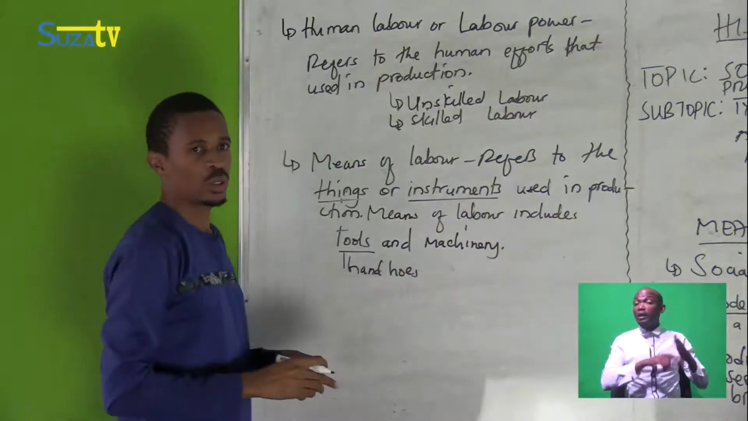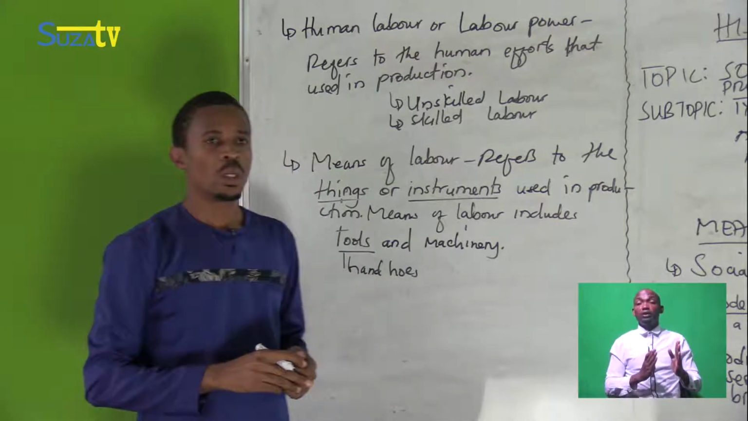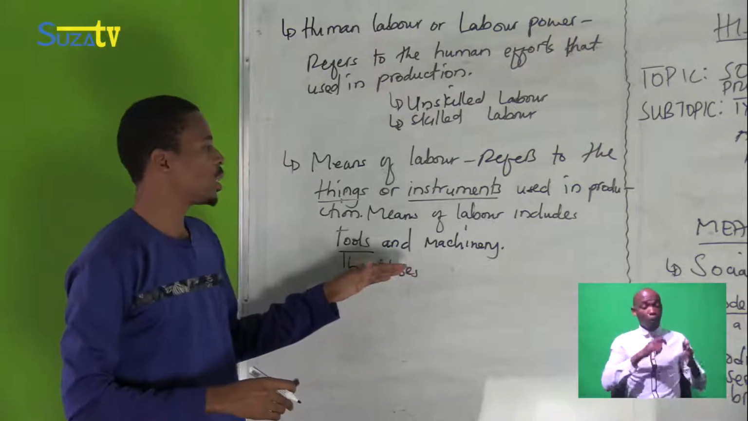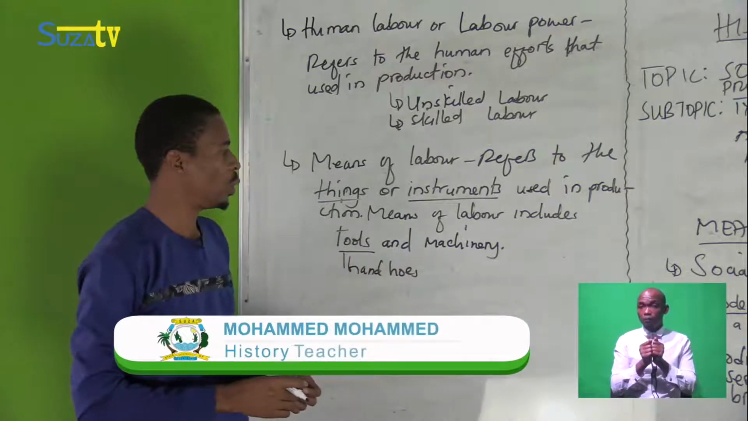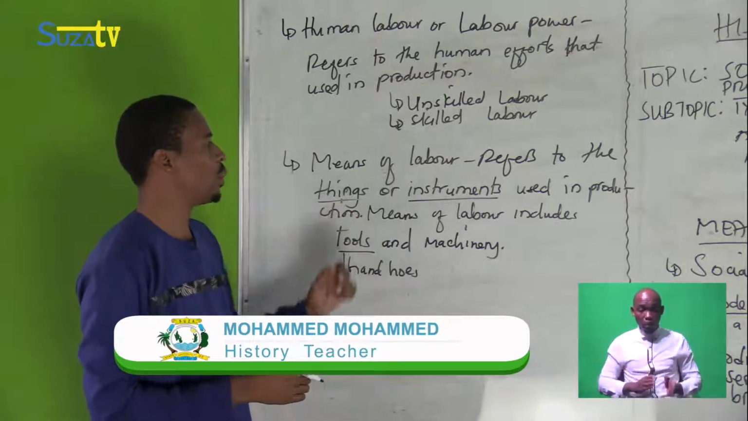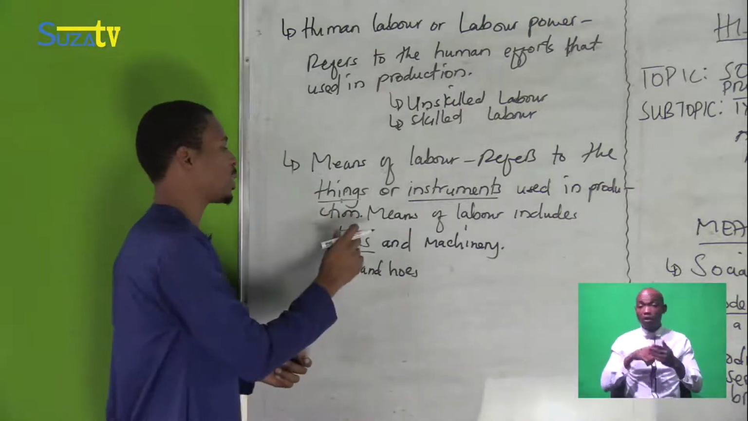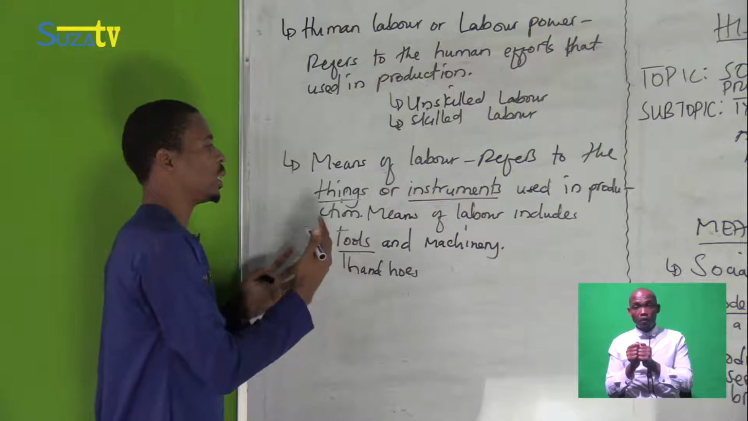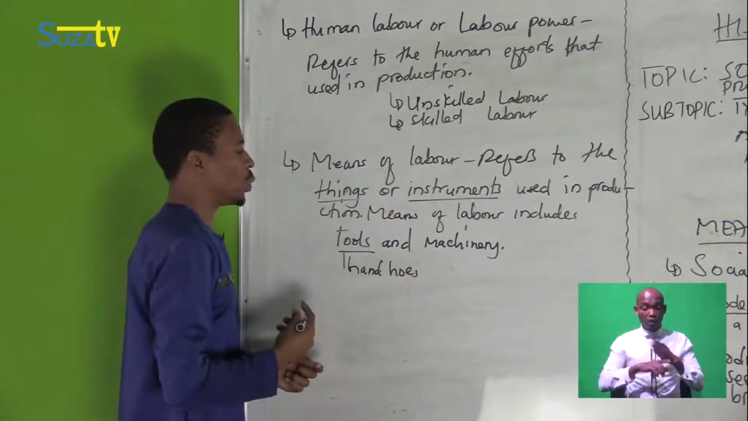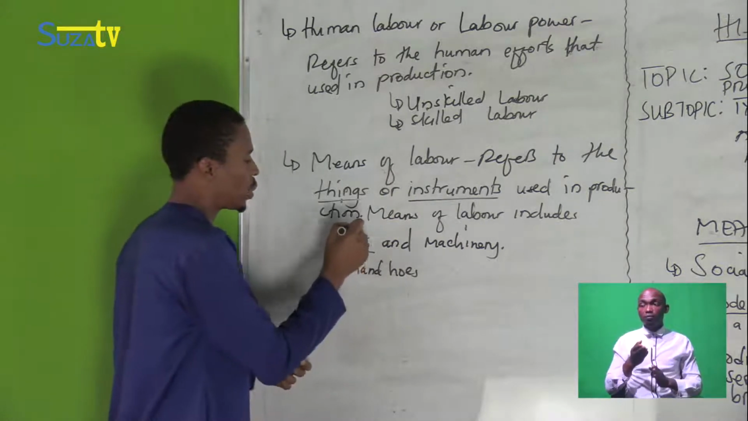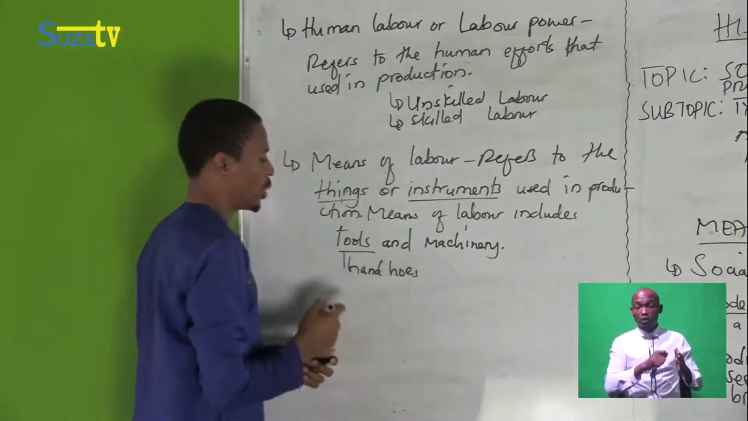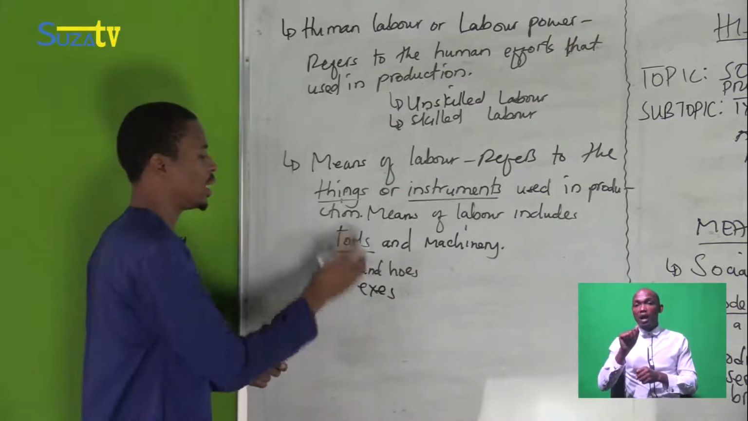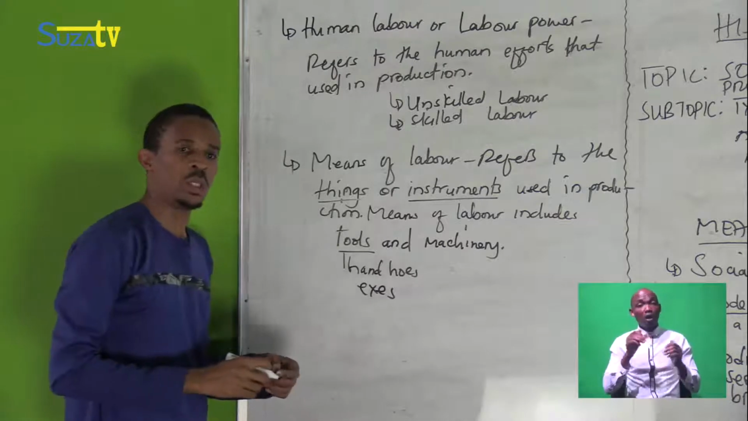In the industries, people produce many goods by using machines. So machines are also instruments which are used in production. When we are talking about the means of labor, we are talking about things like tools and instruments that are used in production. What are they? There are tools and machinery. For example, hand hoes. Also, we have axes. All these are tools which are used in production.